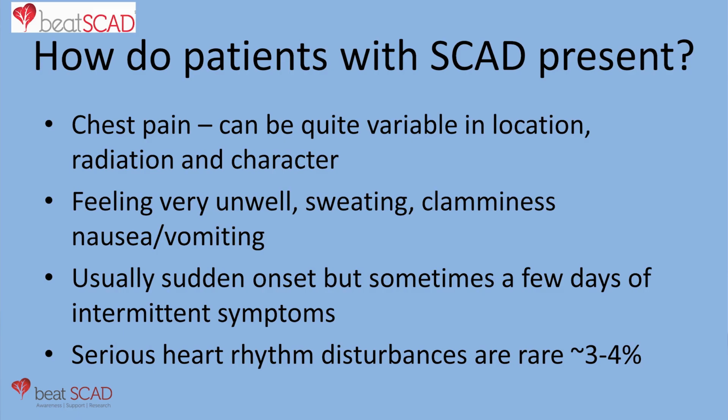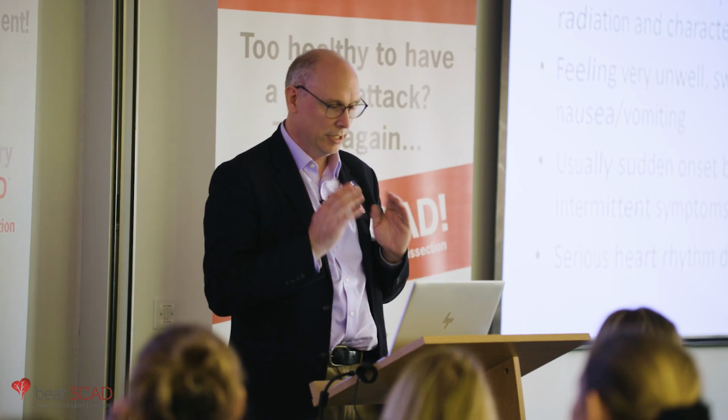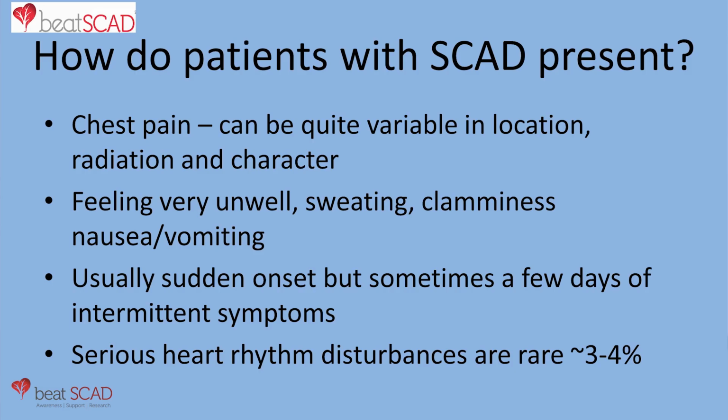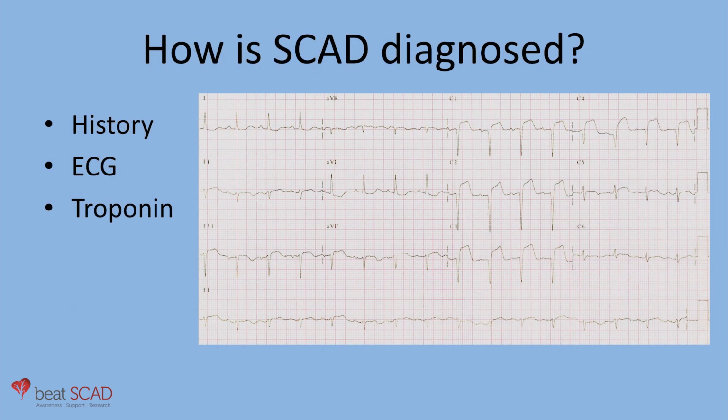It's usually sudden onset. Sometimes you might get a prodrome of a few days, but generally speaking, it's not a condition that builds up over 6 months or something. It's usually something that's happening there and then. Serious heart rhythm disturbances are uncommon. They do happen. There will be a small number of you who will have had that experience, but they are uncommon. So how is SCAD diagnosed?